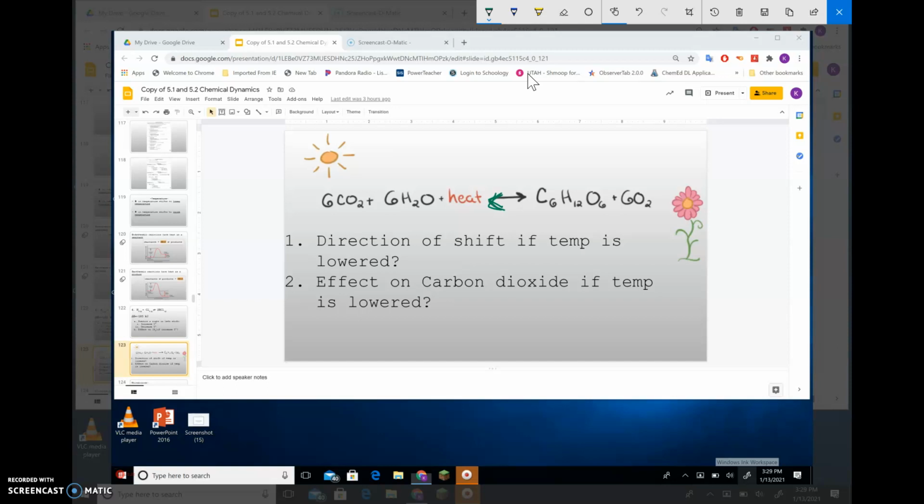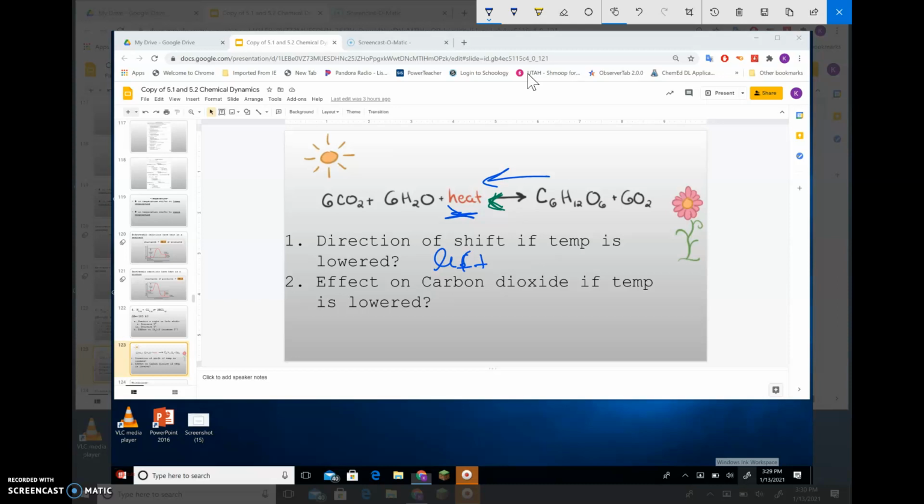Direction of shift if temperature is lowered. So on this one, we see that heat is in the reaction. Okay, it's right there. This shows us that it's endothermic. So if we lower that, remember, it stays on the same side. So it's going to stay on this left side. So this first question is left. It just means it's favoring that reverse reaction because more reactants are being produced.